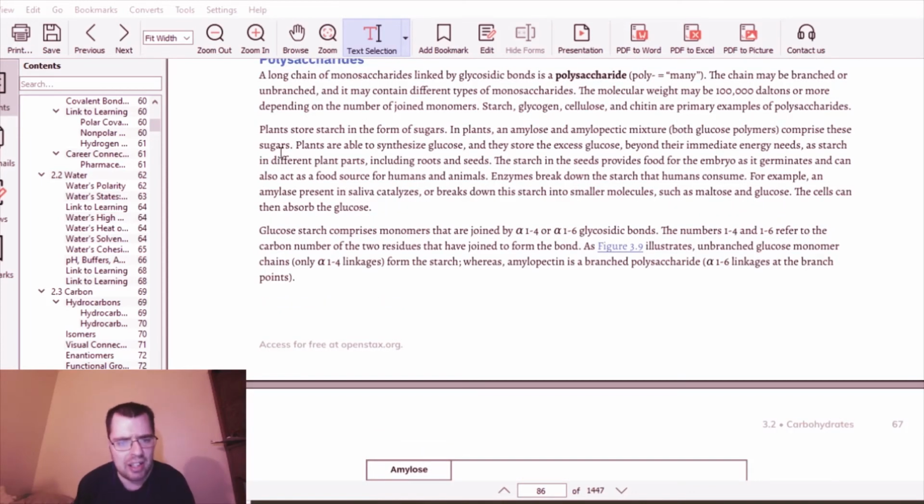Alright, actually, no, let's continue reading this. The starch in the seed provides food for the embryo as it germinates and can also act as a food source for humans and animals. Enzymes break down the starch that humans consume. For example, an amylase present in saliva catalyzes or breaks down the starch into smaller molecules, such as maltose or glucose. The cells can then absorb the glucose.